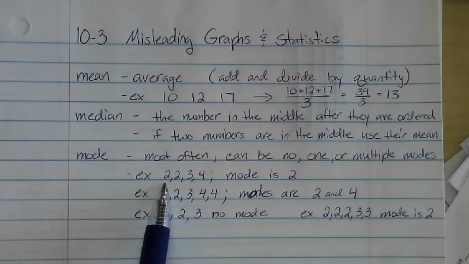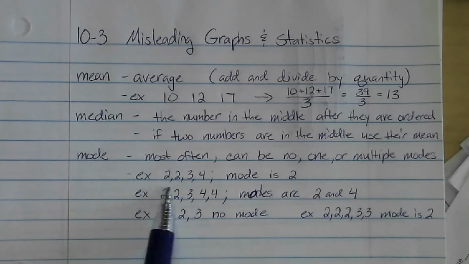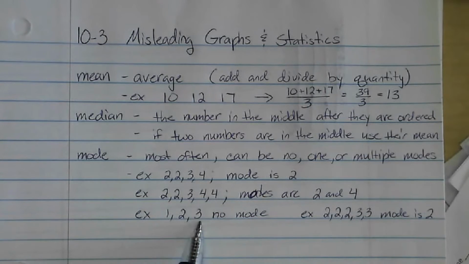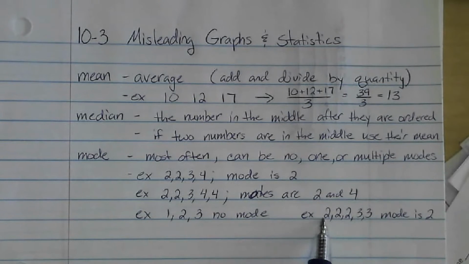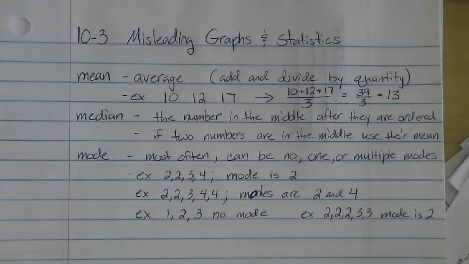In this set right here, the number that occurs most often is 2. I have a pair of them, so the mode's 2. Here, I have a pair of 2s and a pair of 4s, so I actually have 2 modes. Here, I don't have any numbers repeating, so there's actually no mode. And in this set, I have a pair of 3s, but I have 3 2s. So 2 is the number that occurs most often. The mode is 2. Now, let's take a look at some examples for how mean, median, and mode can be used to mislead us.